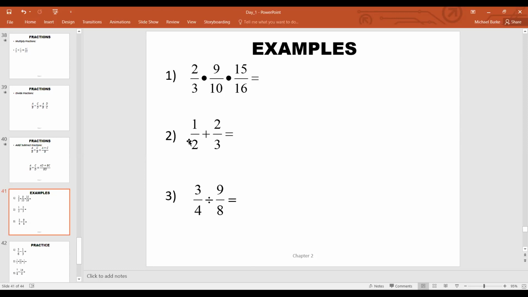Okay. Now, remember, this converts now to 3 over 2 times 3, or 6, and 4 over 6. So 3 plus 4 over 6 is 7 over 6. Here, we invert the divisor, the number doing the dividing. Remember, this sign says divided by. So now this becomes 3 over 4 times 8 over 9, or 24 over 36, which is also 2 over 3.